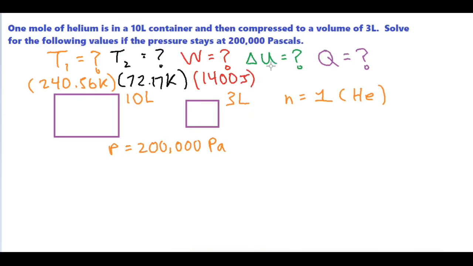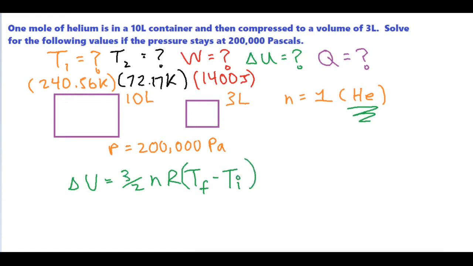Now moving on, let's find our delta U, the change in internal energy. If we want to find U, that would be 3/2 nRT for a monoatomic gas. Just regular He, helium, is monoatomic. It's just that single atom on its own. Therefore, we're going to use 3/2 as our coefficient. And if we want a delta U, all we have to do is find a delta T. So we're going to do final minus initial temperature, which is basically our T2 minus our T1.